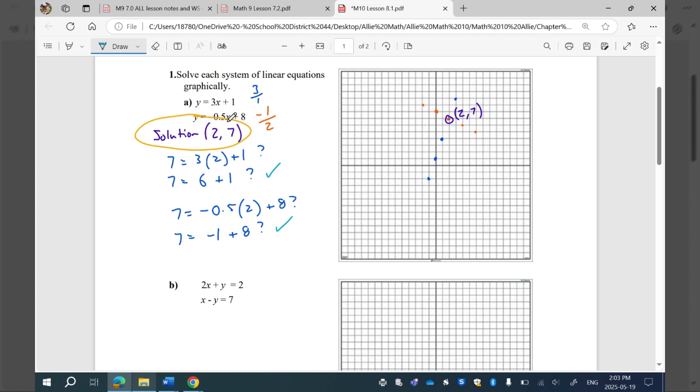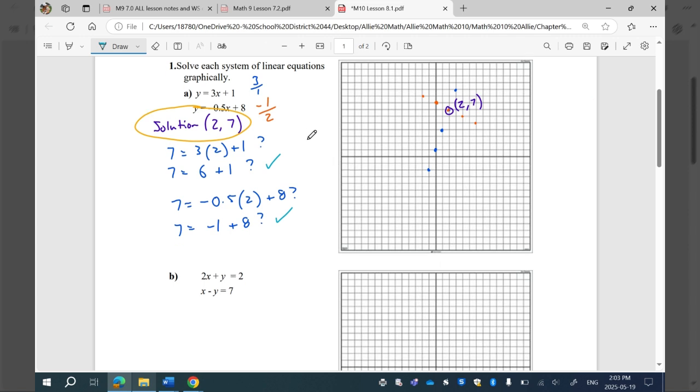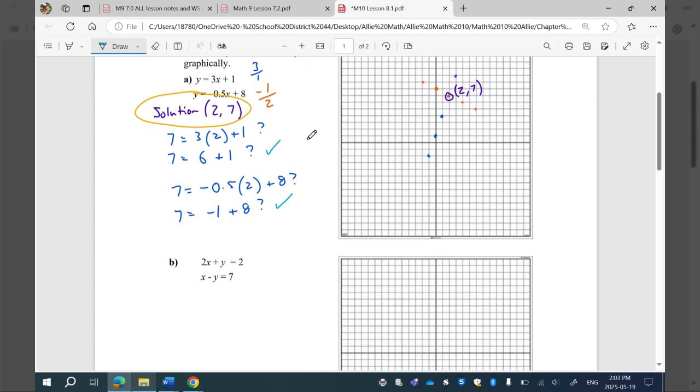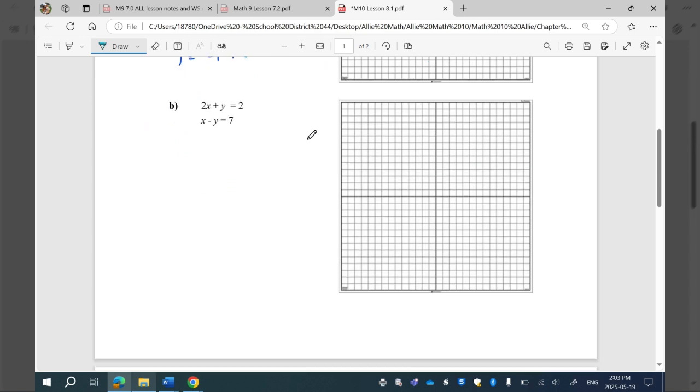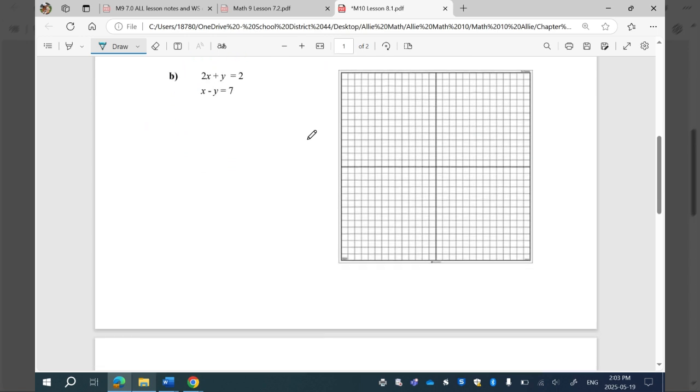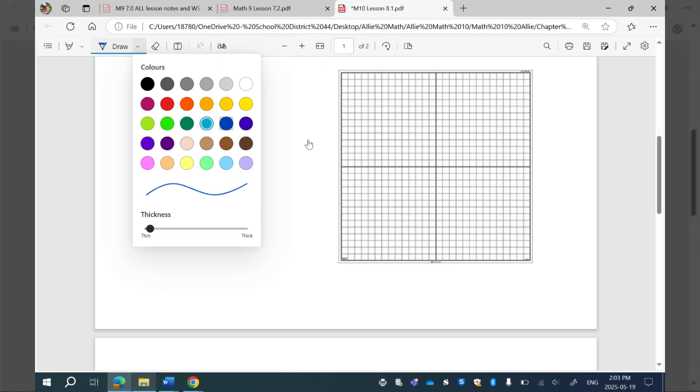So a solution is a point of coordinates that make both of our linear equations true at the same time. Okay, let's do our next one. We're going to do a little bit of converting to slope-intercept form. I think that's easiest to graph.